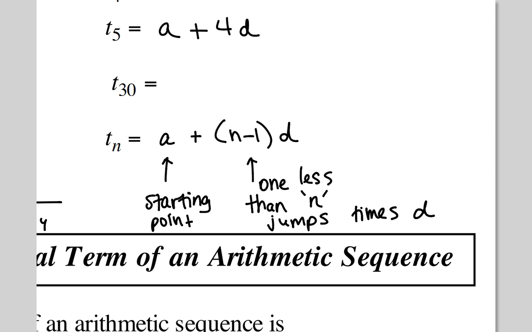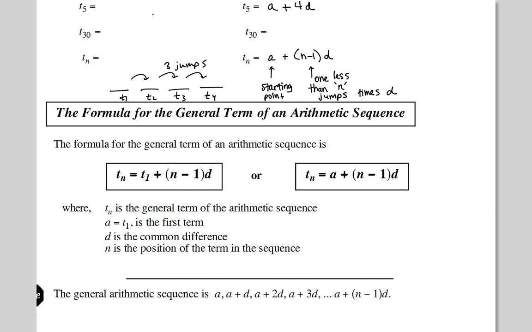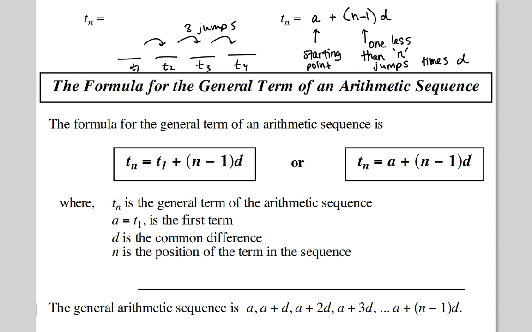I find that when you understand where the formula comes from, it's easier to just use it. Sometimes you just grab formulas and use them and hope for the best. And that's not always a good strategy because you don't have the conceptual understanding. So these are the two formulas. You can use either one. I would tend to prefer the first because it just makes more sense. I don't know why I need to introduce A. It doesn't really mean anything to me. I would just use T1.